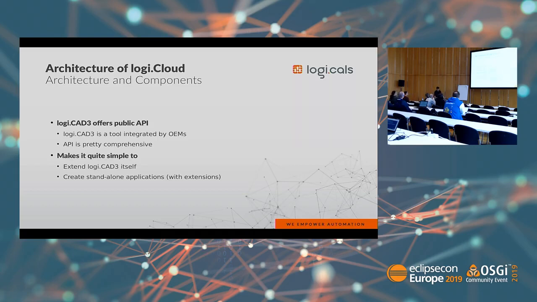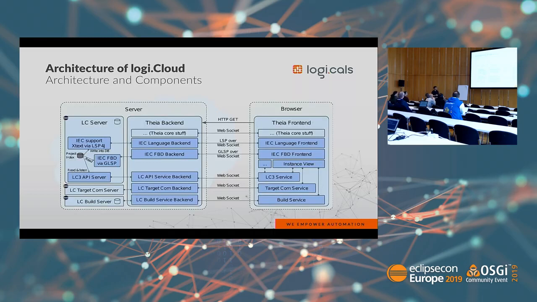So these abilities and this background led to the architecture that we have in place right now. On the right-hand side, you can see what's running in the browser. This is basically the Theia frontend, and on the server side, we have the Theia backend and the Logic servers, three of them, corresponding to the three components that we had in the previous slides.